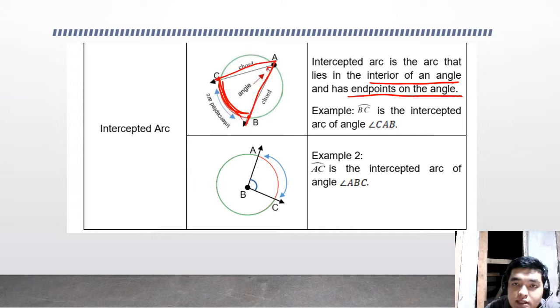Meaning this is an angle, right? Then this is the intercepted arc. Meaning the arc opposite of the angle. So the one the angle is facing, that is an intercepted arc. For this example, this is an intercepted arc, the arc AC, of angle ABC. That's for the intercepted arc.